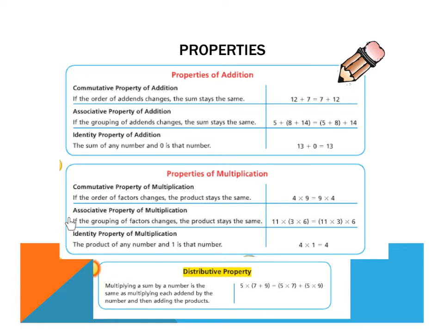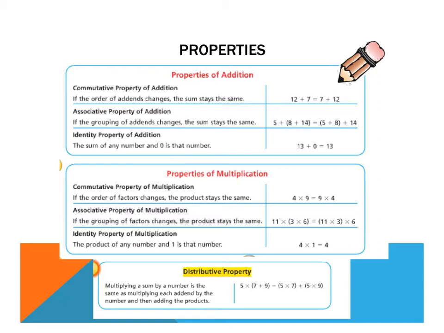The associative property again says the grouping of the factors can change. The product will stay the same. So we have 11 times 3 times 6. Notice the 3 and the 6 are grouped in parentheses. Then we have 11 times 3 times 6. The factors are in the exact same order, but now the 11 and the 3 are grouped with parentheses. And then the identity property of multiplication says that any product of a number and 1 is that number.